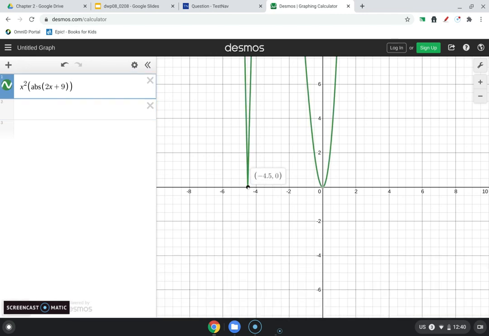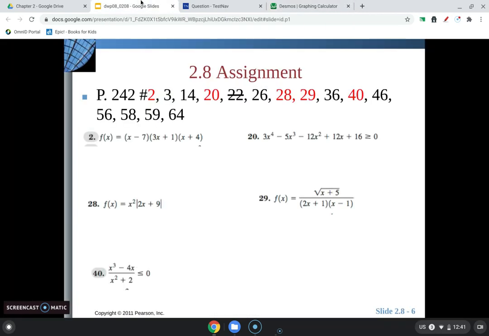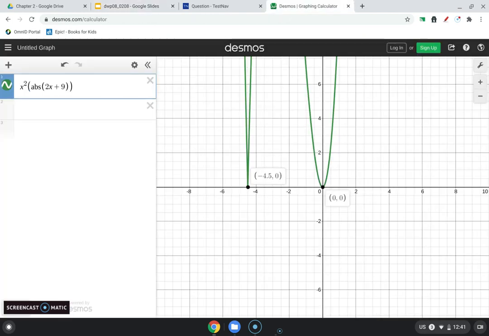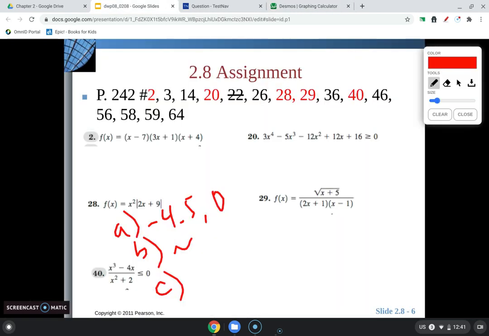This thing has zeros at negative 4.5 and 0. So negative 4.5 and 0 are the zeros for A. It's not undefined anywhere, and it's positive for the whole thing. It never drops below the x-axis. So it's positive everywhere except at the zeros. So x cannot be negative 4.5 and 0, because it's not positive there, because it's 0 there.